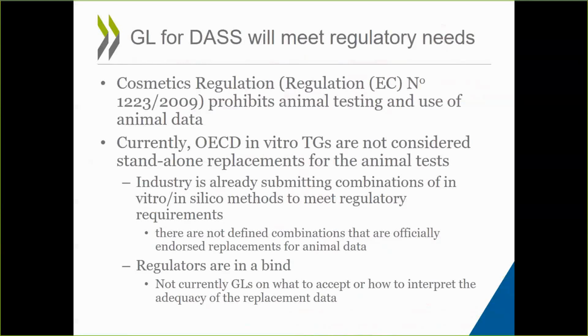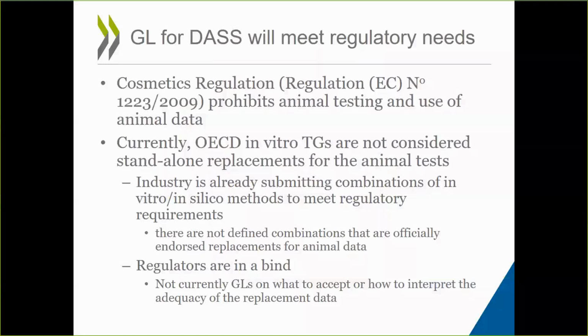I should mention that the guideline for defined approaches for skin sensitization will meet a direct and immediate regulatory need. As I'm sure many of you are aware, the recent changes to Cosmetics Europe regulation prohibit animal testing and use of animal data for determining chemical safety for cosmetics ingredients. So right now we have OECD in vitro test guidelines, so alternative data that are not considered standalone replacements for the animal test. So we have an industry that's already required to meet this regulatory need, but doesn't have a tool that has been accepted globally and don't have information on how to interpret the information.